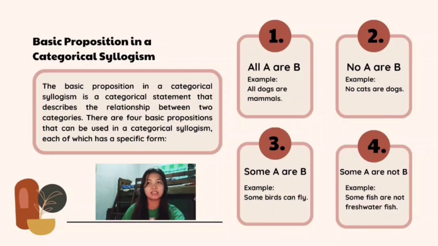And lastly, the fourth one is some A are not B. The proposition states that at least some members of category A are not members of category B. For example, some fish are not freshwater fish. Each of these propositions can be used as the major premise, minor premise, or conclusion in a categorical syllogism, and they can be combined in different ways to form valid or invalid arguments. The validity of a categorical syllogism depends on the form of the premises and the relationship between the categories being described.